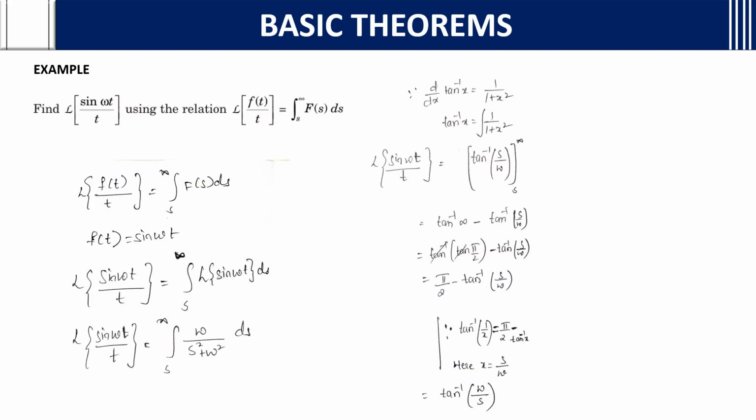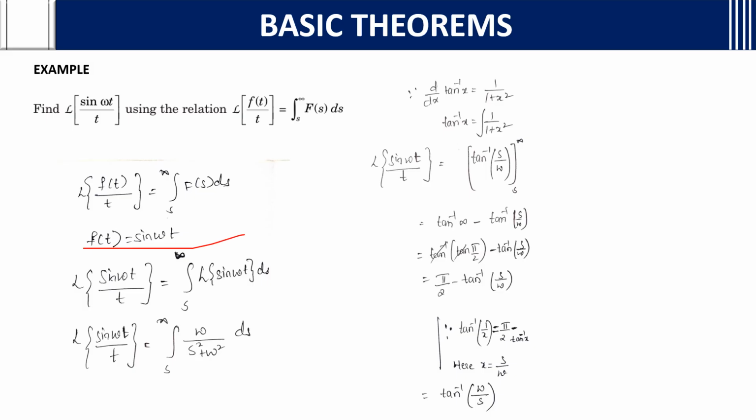Find Laplace transform of sin omega t by t using the relation Laplace transform of f of t by t is equal to integral s to infinity f of s ds. Laplace transform of f of t by t is equal to integral s to infinity f of s ds. This you have already seen in the integration theorem. So f of t is nothing but sin omega t here.